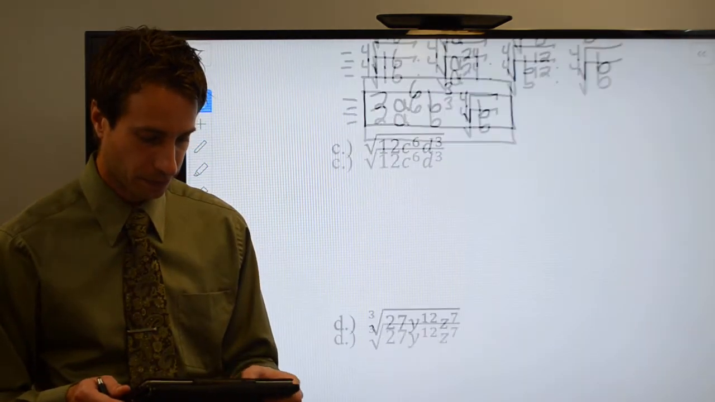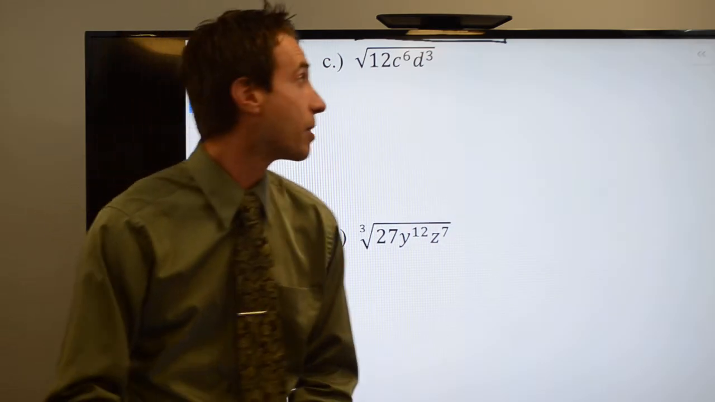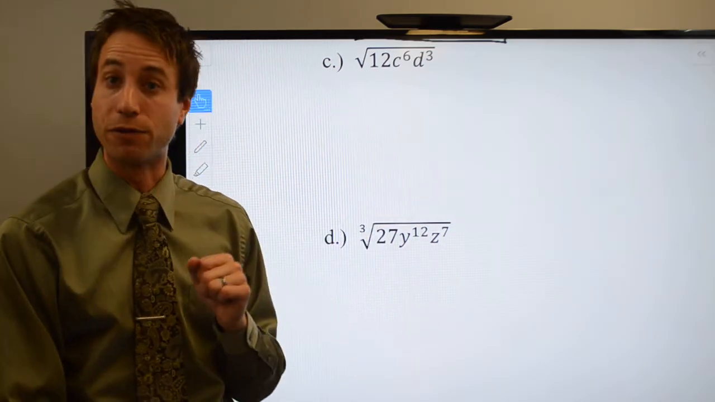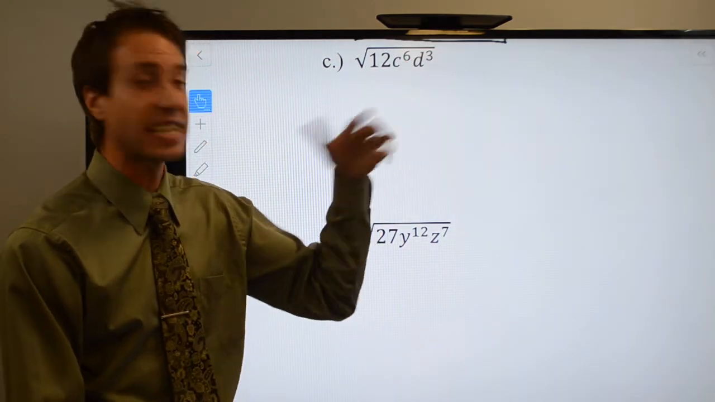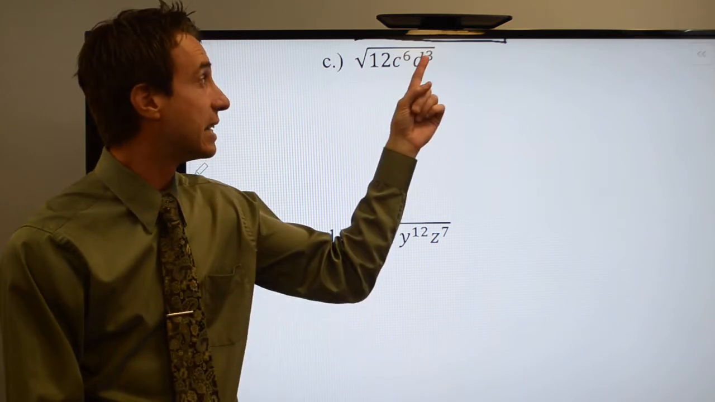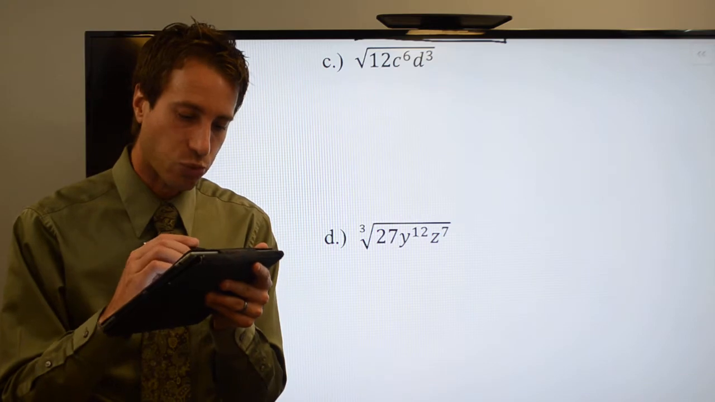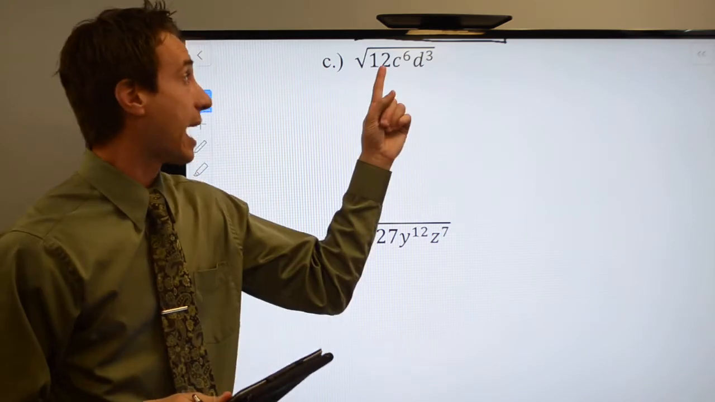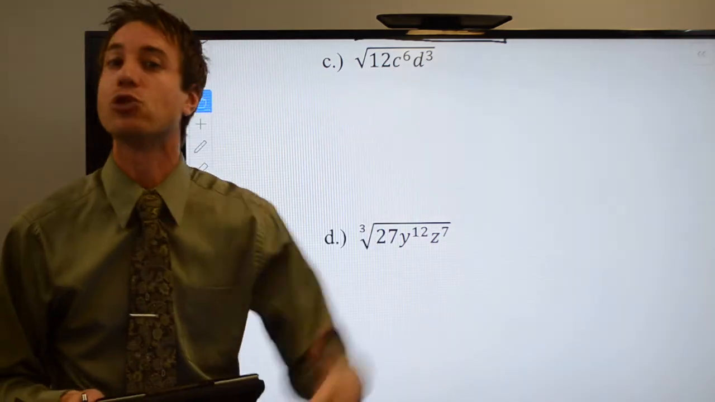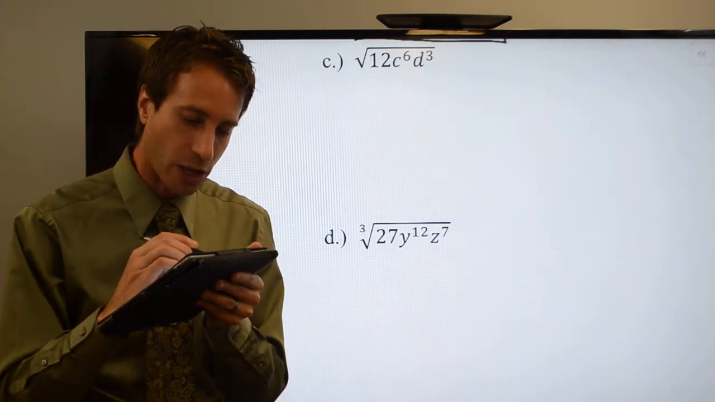All right, here we go. I have an index of 2. My first power is a 6. That is divisible by 2. 3 is not divisible by 2. No problem. Let's rewrite this guy. Oh, plus 12 is not a perfect square, so let's rewrite that guy as well. So here's what we're going to get.